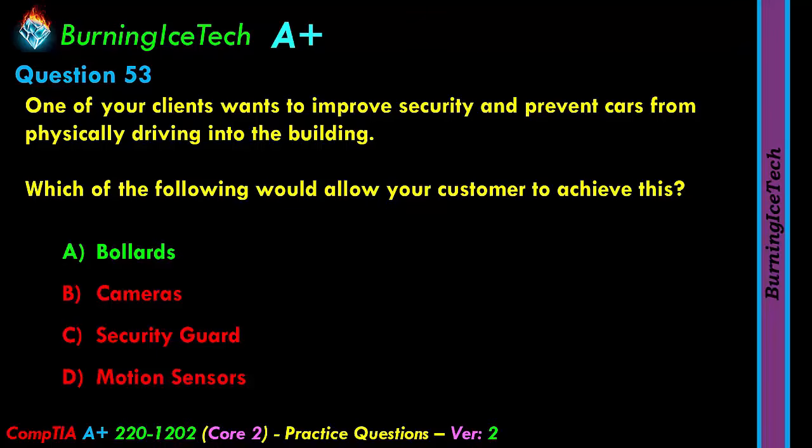B, cameras, is not going to physically prevent cars from driving into a building. I will be able to see who drove into the building, yes, so from a security perspective I can see who is guilty, but it's not going to prevent them from physically driving in. A security guard could, well, technically, I suppose, prevent them, but it's not going to be as effective as bollards.